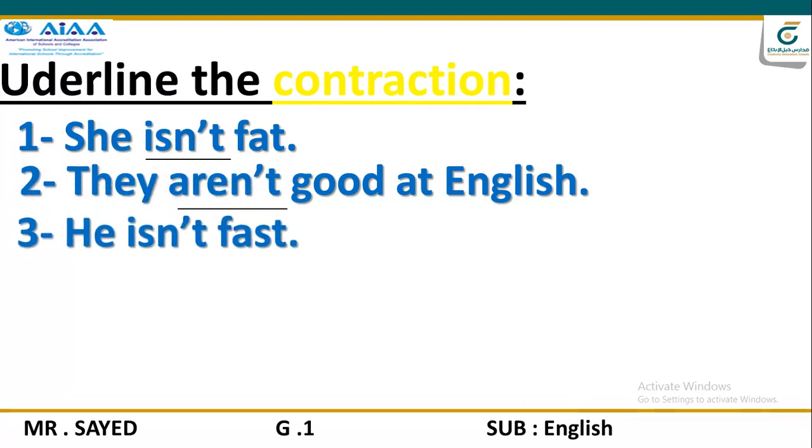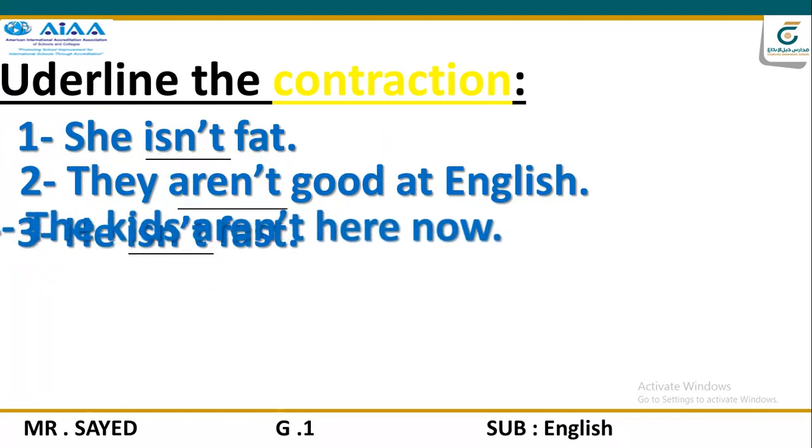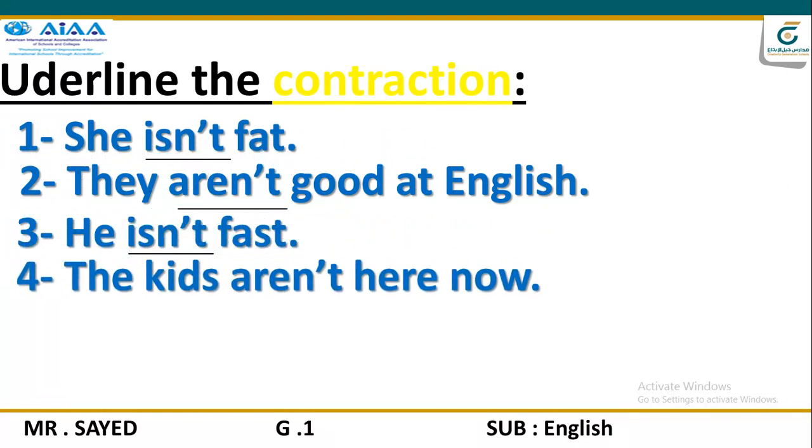Number 3, he isn't fast. Good. Isn't, it was, is plus not. Number 4, the kids aren't here now. Where is the contraction? Aren't, it was, are plus not.